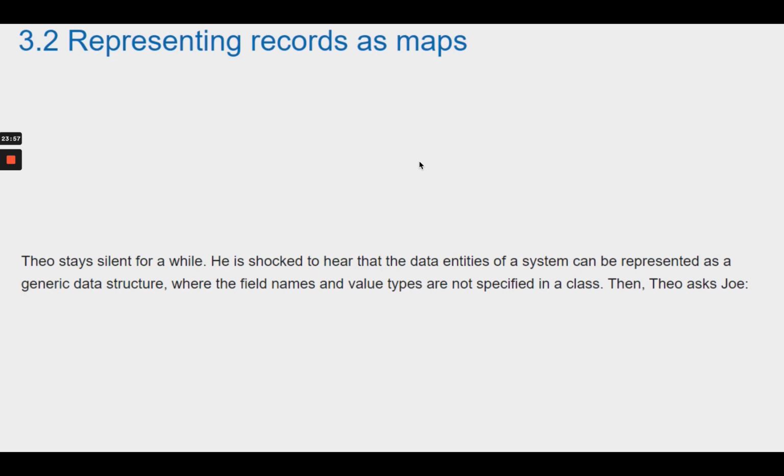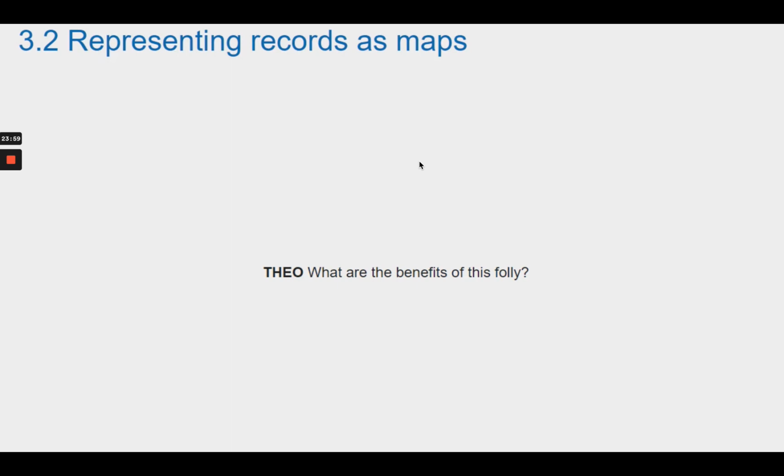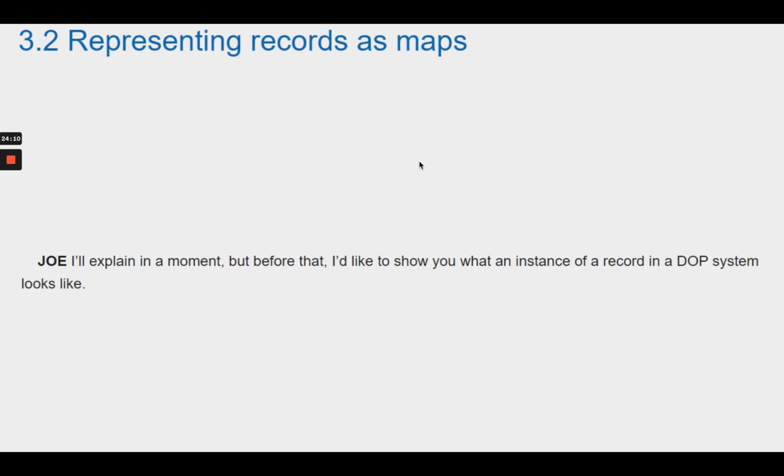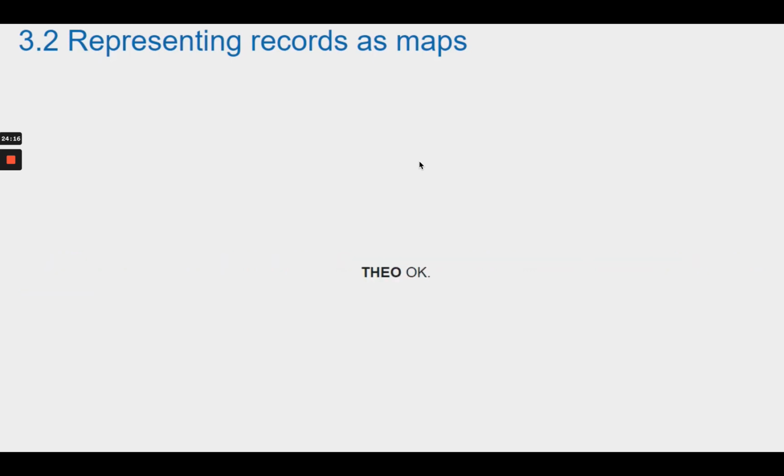Then Theo asks Joe, Theo, what are the benefits of this folly? Joe, flexibility and genericity. Theo, could you explain, please? Joe, I'll explain in a moment, but before that, I'd like to show you what an instance of a record in a DOP system looks like.